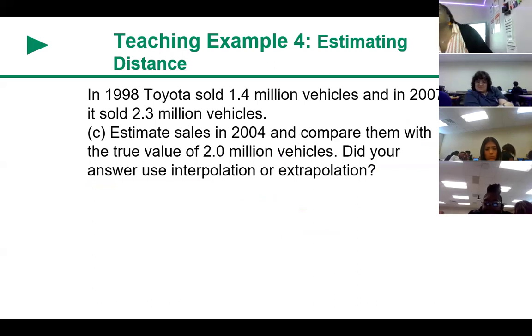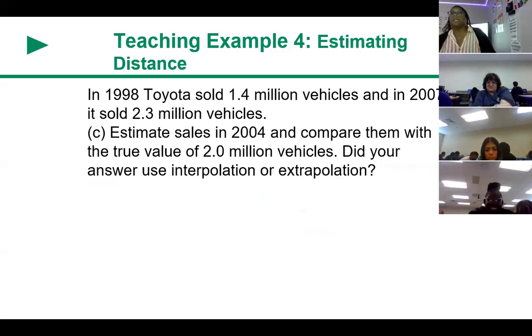It says in 1988, we already know that. It says estimate the sales in 2004 and compare them with the true value of 2 million vehicles. So according to data and research, there were 2 million vehicles sold in 2004, and it wants us to estimate those sales. When we're estimating those sales, we would be using our model that we created, which was our point slope form, right?